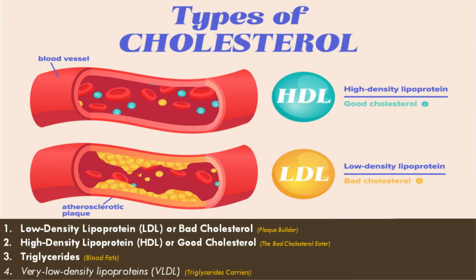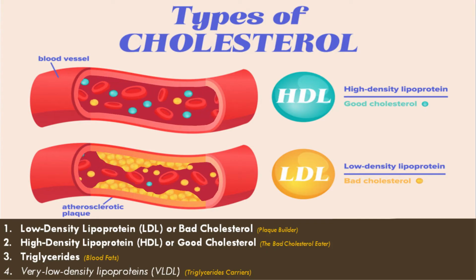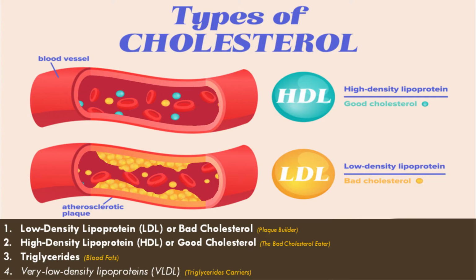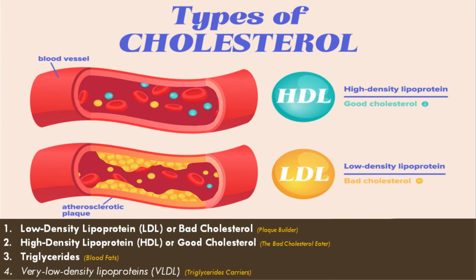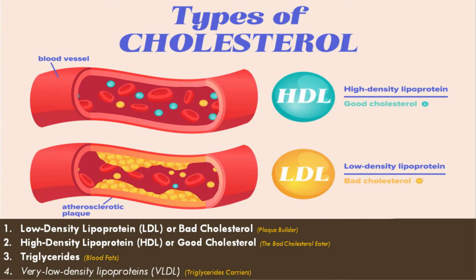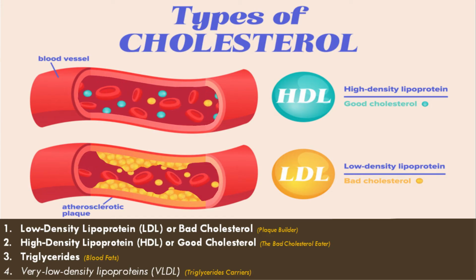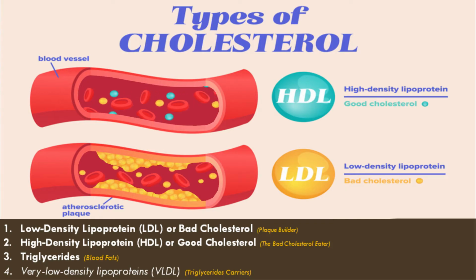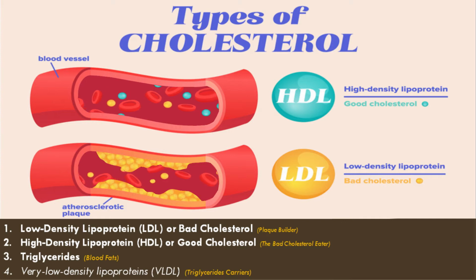Speaking of cholesterol, cholesterol is a waxy type of fat or lipid which moves throughout your body and your blood na matatagpuan lamang sa pagkain that come from animals. Basically, meron tayong four main types of cholesterol gaya ng mga sumusunod. First, we have the low density lipoprotein or LDL or bad cholesterol. These are considered plaque builders because they are the main source of blockages in the arteries.